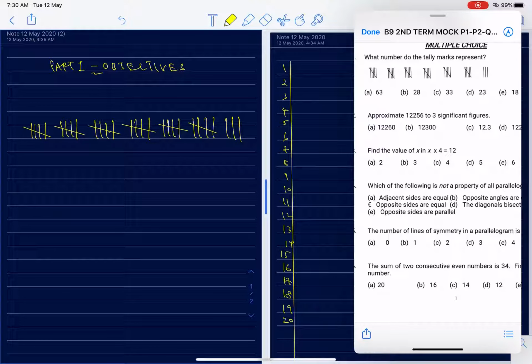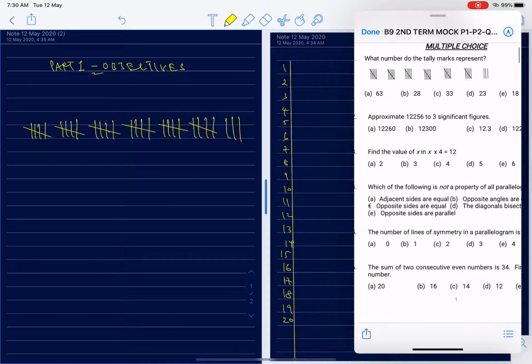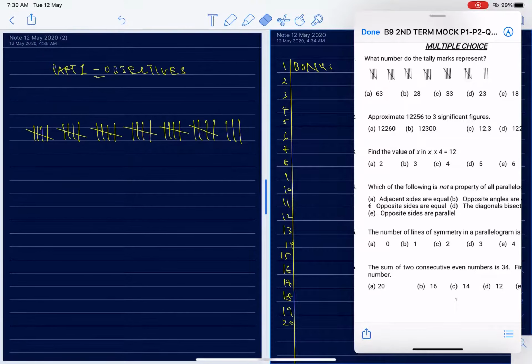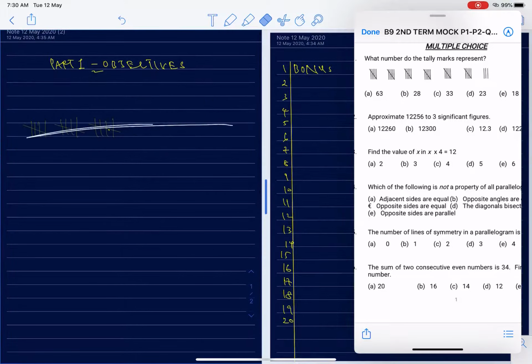Okay, so that means number 1 is supposed to be a bonus. Number 1 is a bonus. Let me just write bonus. Now we go to number 2. Answers on the right page and solutions on the left page.